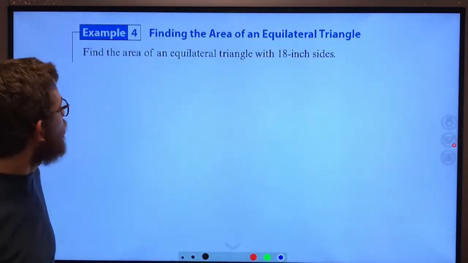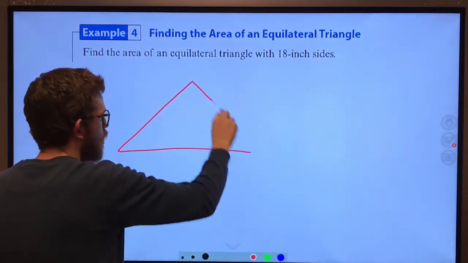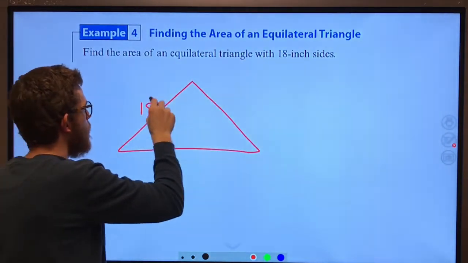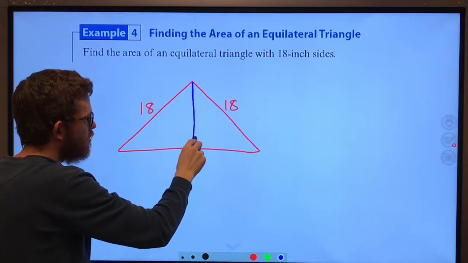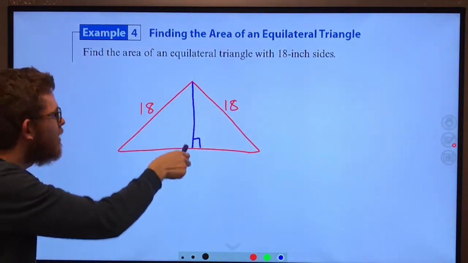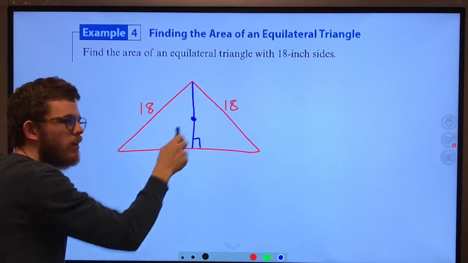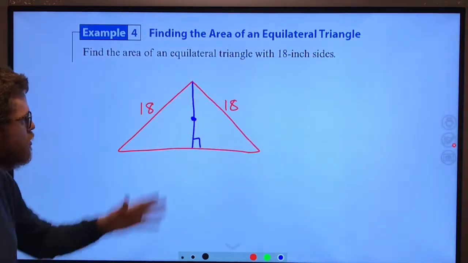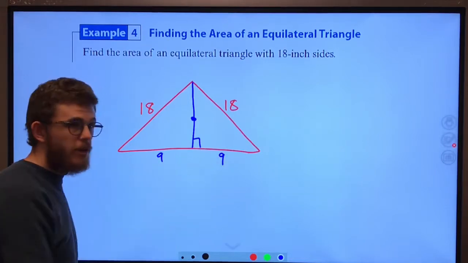Okay, we want to find the area of an equilateral triangle with 18-inch sides. Well, we know so much about triangles, we can probably figure this out without thinking about an apothem. We can just look for the height instead of thinking about some central angle and things like that. Let's just find the actual height. Splitting the base to be 9 and 9.